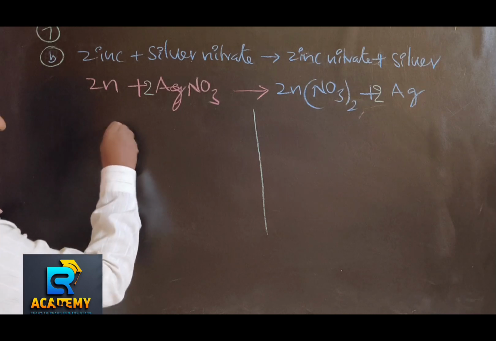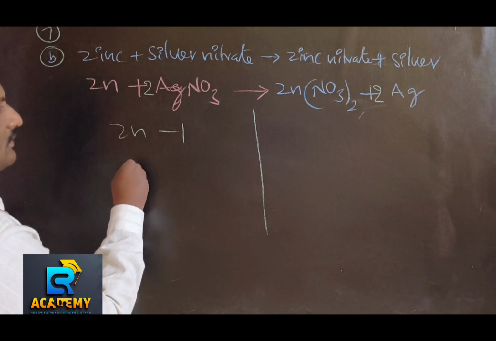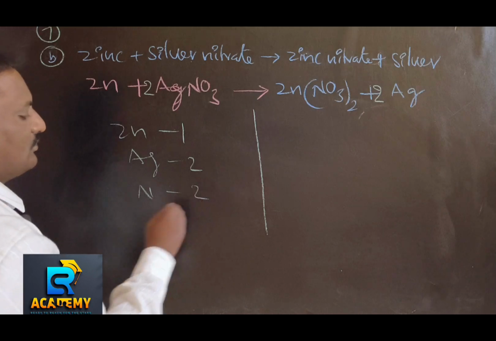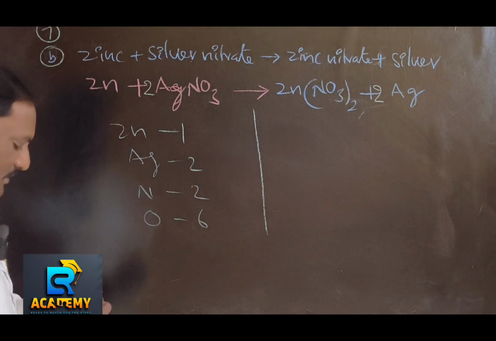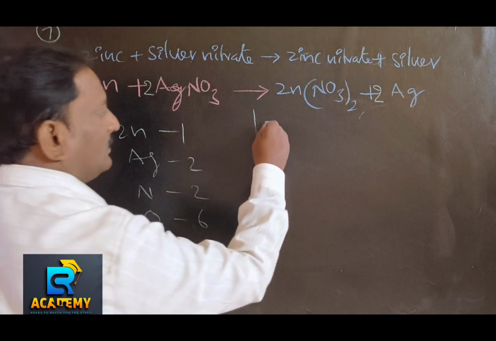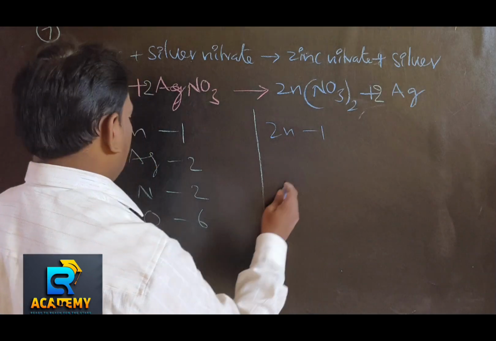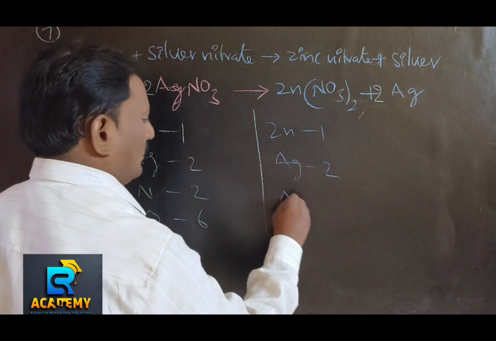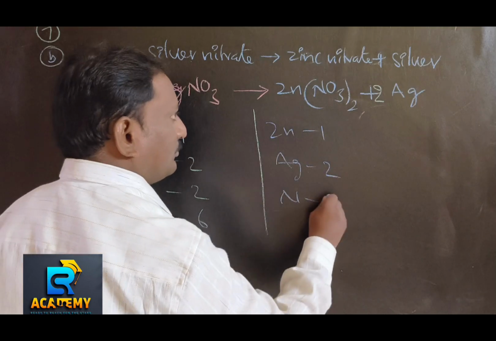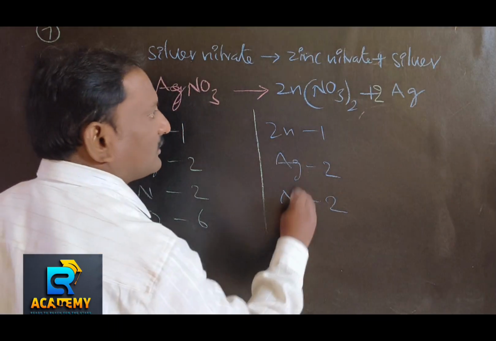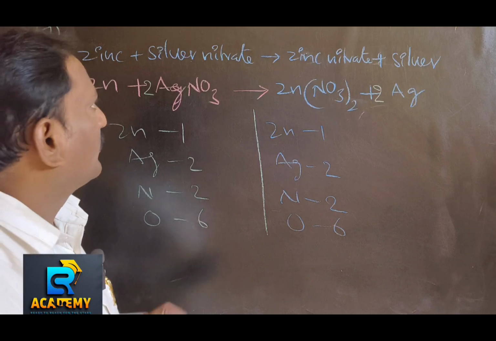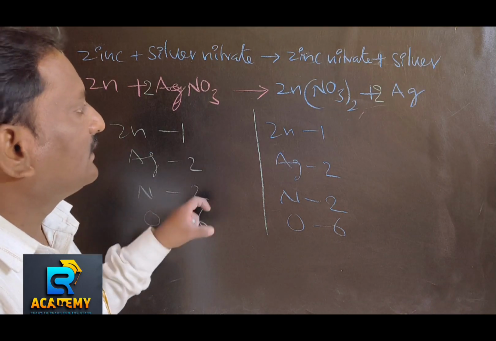Let us check. Zinc here 1, silver 2, nitrogens 2, oxygen 6. On this side, zinc 1, silver 2, nitrogens 2, oxygens 6. Balanced chemical equation. What kind of reaction is it?